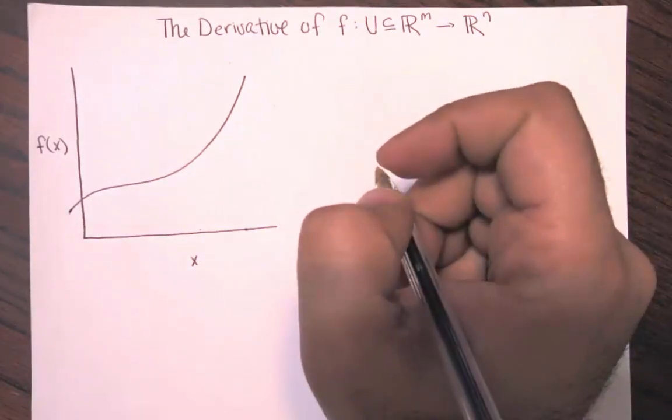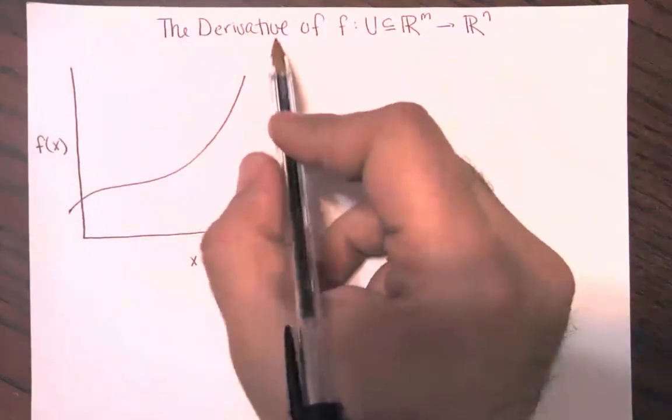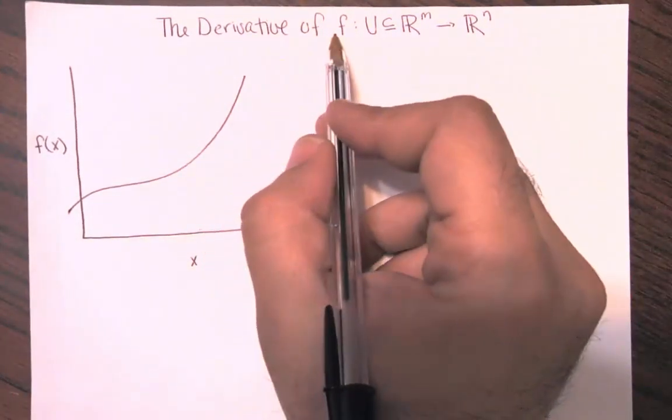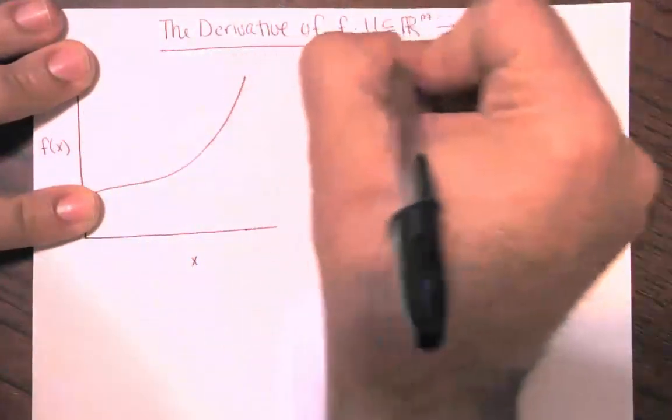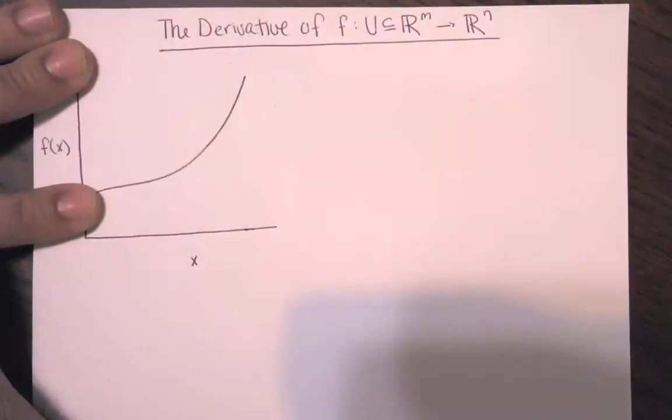Hello everyone, let's analyze. So today we're going to talk about the derivative of f as it maps domains in Rm to codomains in Rn. So that's going to be the subject of today's lecture.